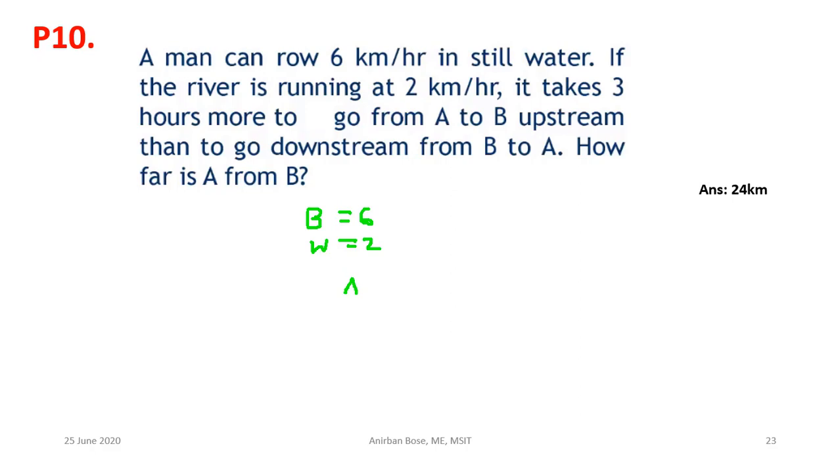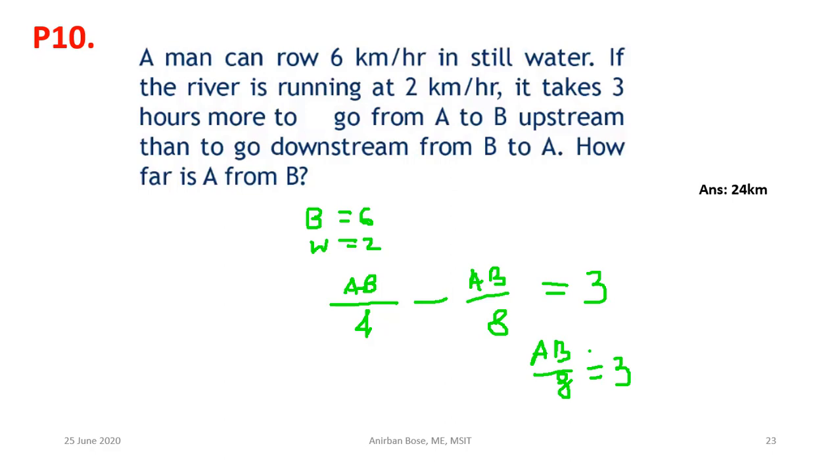Let us consider that distance is AB, and in upstream definitely the time required is more. So in upstream, what is the velocity? That is 6 minus 2, which is 4. And in the downstream, the velocity is 6 plus 2, which is 8. So how much more time is it? That is given as 3 hours. So 1 by 4 minus 1 by 8 is 1 by 8. So AB by 8 is equal to 3. You can find the distance easily, and that is 24.